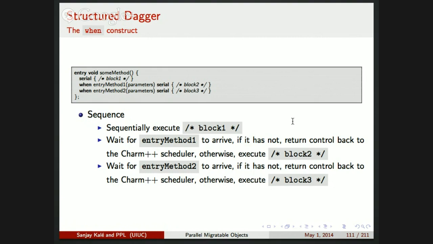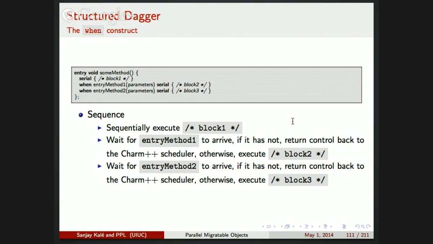They sent you a message. It's called entry method one. It's not called some method, right? Something calls entry method one on this chare, and it executes entry method one. It completes it. It executes the code right here. Oh, this is the implementation of entry method one.